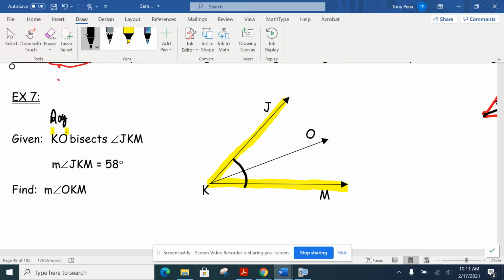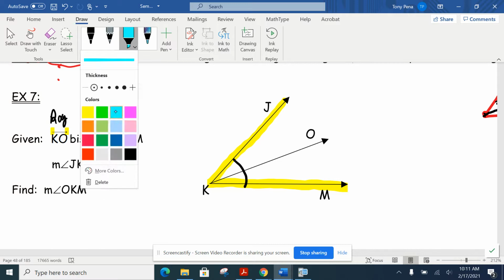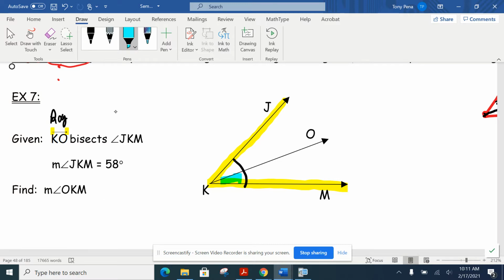The question then is, let me do this guy in just blue here, what would this blue angle, OKM, have to be? Write that down. That's something hopefully not a lot of work here. We don't have to set up an equation right now. It's just understanding angle bisector, and then we should be able to get that answer.